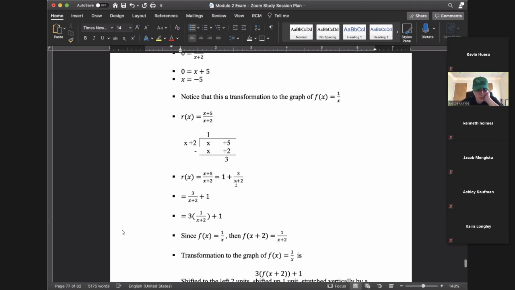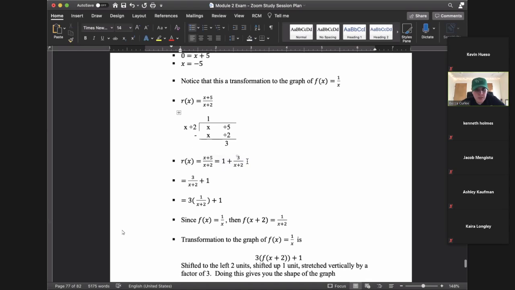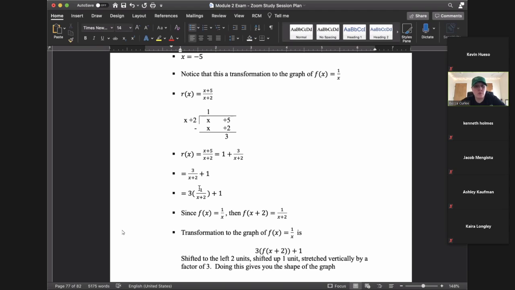So then we know that this r of x that we have, x plus 5 over x plus 2, is going to be 1, which is the quotient, plus 3, which is the remainder, over the divisor. Then we can rearrange it to do 3 over x plus 2, just like we did when we were transforming the graph of 1 over x before. So then we can factor out a 3. So we've got 3 times 1 over x plus 2, plus 1.